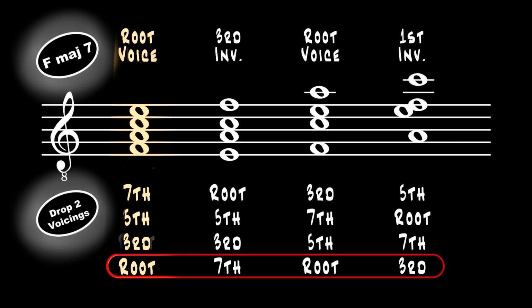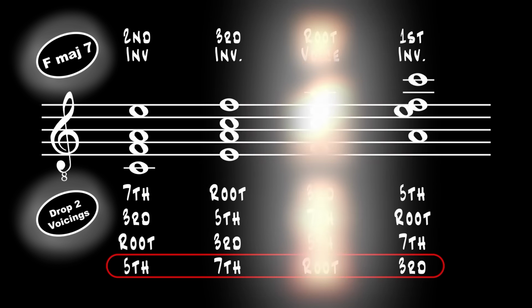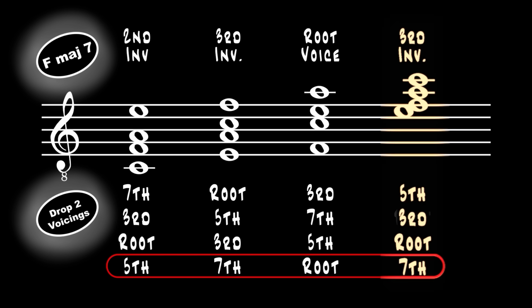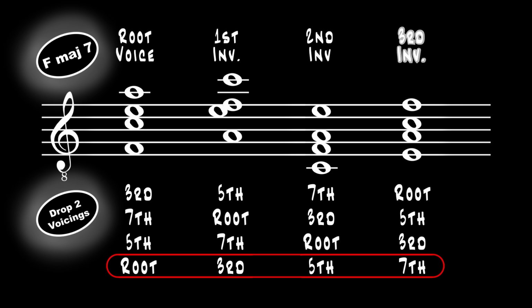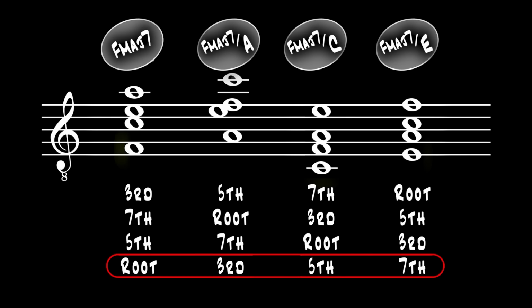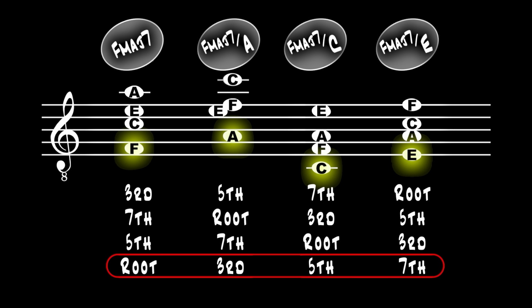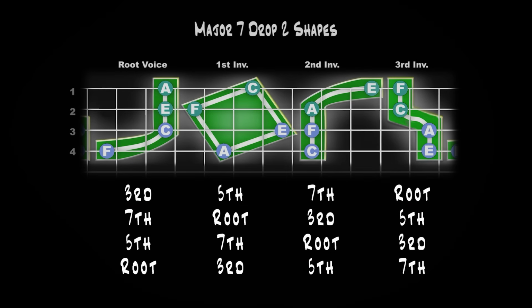What was the root voicing has become the second inversion. What was the first inversion has become the third inversion. The second inversion is now the root voice, and the third inversion is now the first inversion. So let's unshuffle these. Now the drop-2 voicings are organized root voicing, first inversion, second inversion, and third inversion from left to right. 4 F major 7th chords, each with a different low note, and each with a unique interval structure. And as convoluted as this process may seem, these chord forms still express diatonic symmetry on the fretboard.